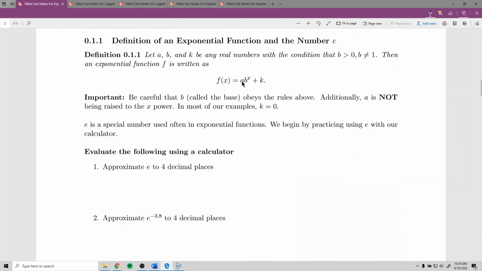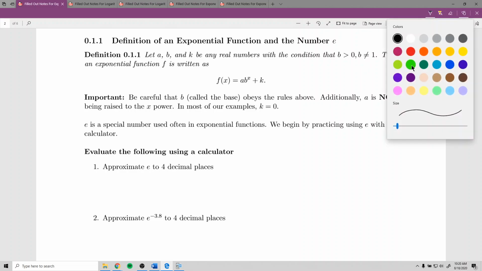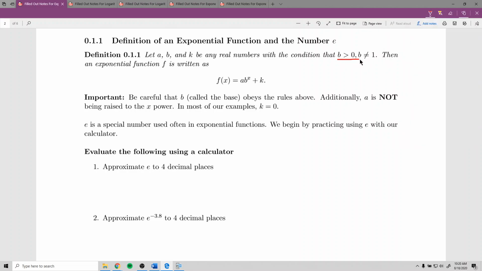All right, so what is an exponential function? The formal definition: let a, b, and k be any real numbers with the condition that b is greater than 0 and b is not equal to 1. Now, I'll explain this in a second, but for now, b must be positive and it cannot be 1. Then an exponential function f is written as f of x equals a times b to the x plus k.